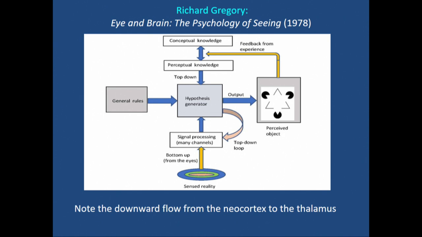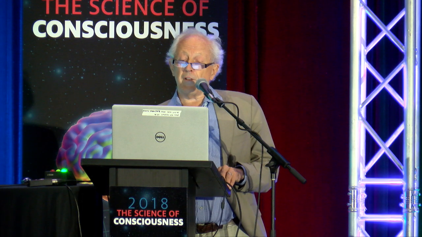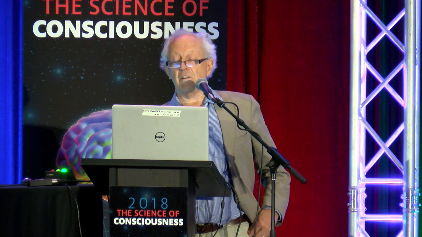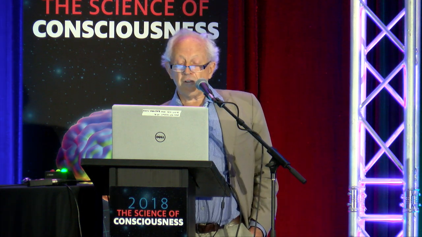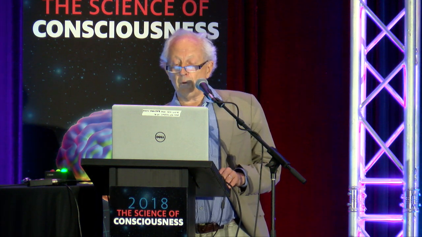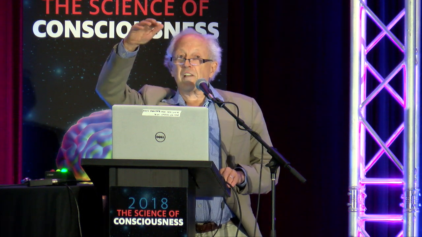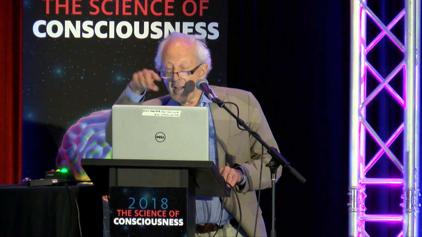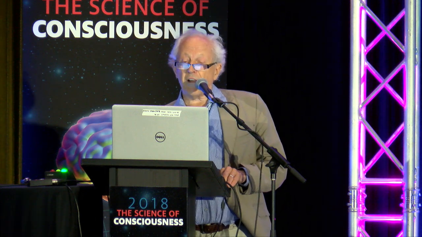It goes through a signal processing process, which actually takes place in the thalamus, and there is a top-down loop from the hypothesis generator to the thalamus, and that's where this kind of filling in takes place, and it generates the output of what you see, the perceived object. That then feeds back to the experience to help you see even better in the future. So feeding into your conceptual knowledge and your perceptual knowledge. And so note the downward flow in particular from the neocortex to the thalamus. This is the kind of top-down causation which enables perception to take place.